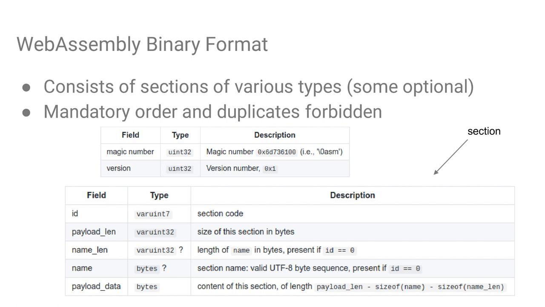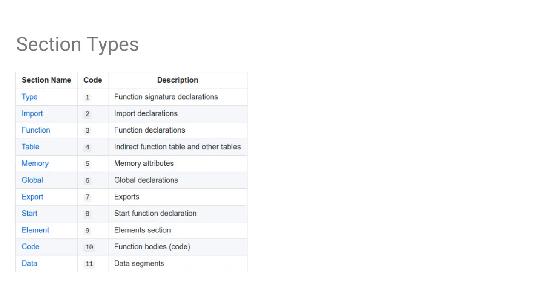Now, what is this format that you're actually putting into this buffer? Well, it's the WebAssembly binary format, and it consists of a number of sections that have a name and a payload length and that sort of thing. And these sections represent different things. For example, there's one for data types, there's one for import, there's one for functions. I'll go through what a lot of these do later.